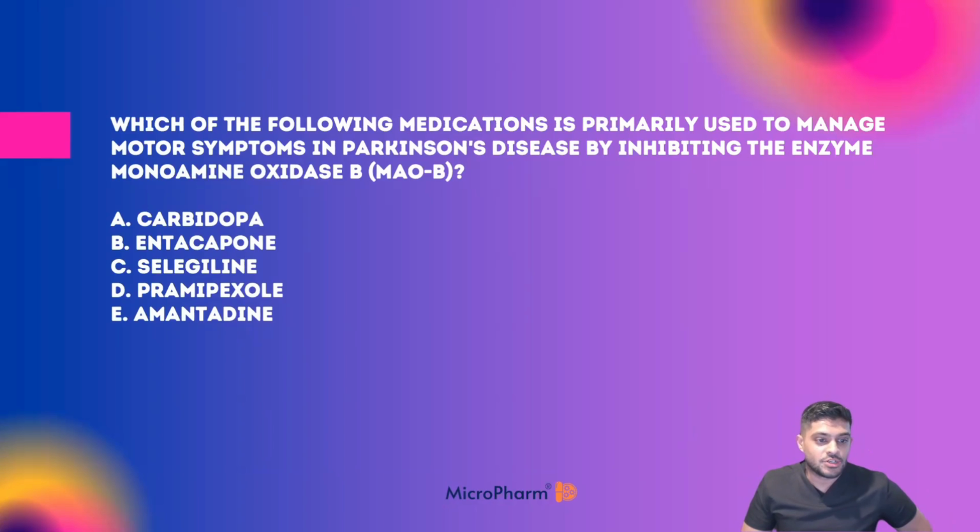Which of the following medications is primarily used to manage motor symptoms in Parkinson's disease by inhibiting the enzyme monoamine oxidase B?